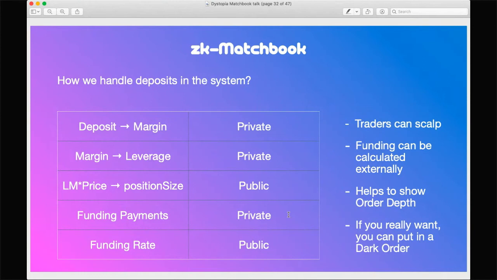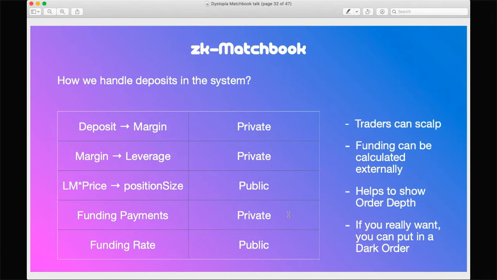And now what this does is nobody can know what your margin is by looking at the position size, because there is this external variable of leverage, and nobody knows what your leverage is. What this also does is privatizes the funding payment. And also I'm using private again and again. I should say this is confidential, not anonymous. So it makes it confidential as far as the funding payments are concerned, and then the funding rate is public.